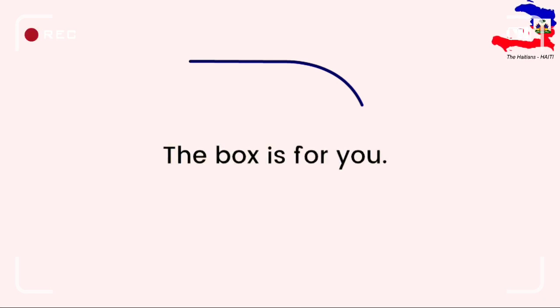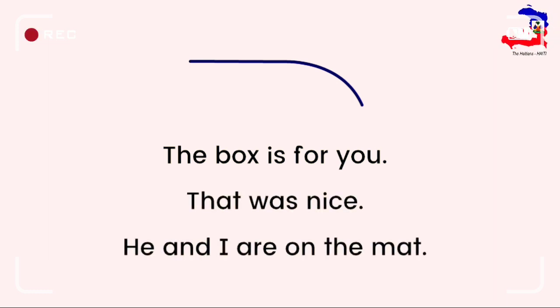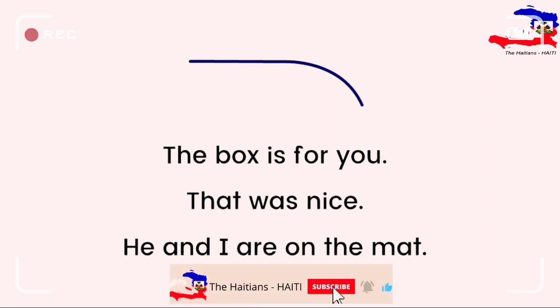Sentences that end in a period also end with falling intonation. Here are some examples. The box is for you. That was nice. He and I are on the mat. Click on any of these sentences to hear it read again. Click the next button to move on.